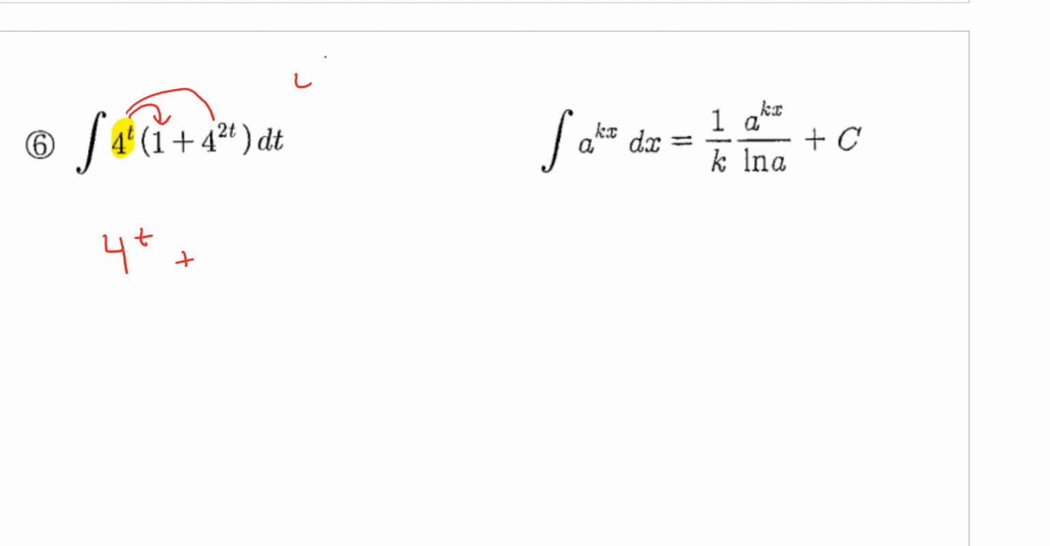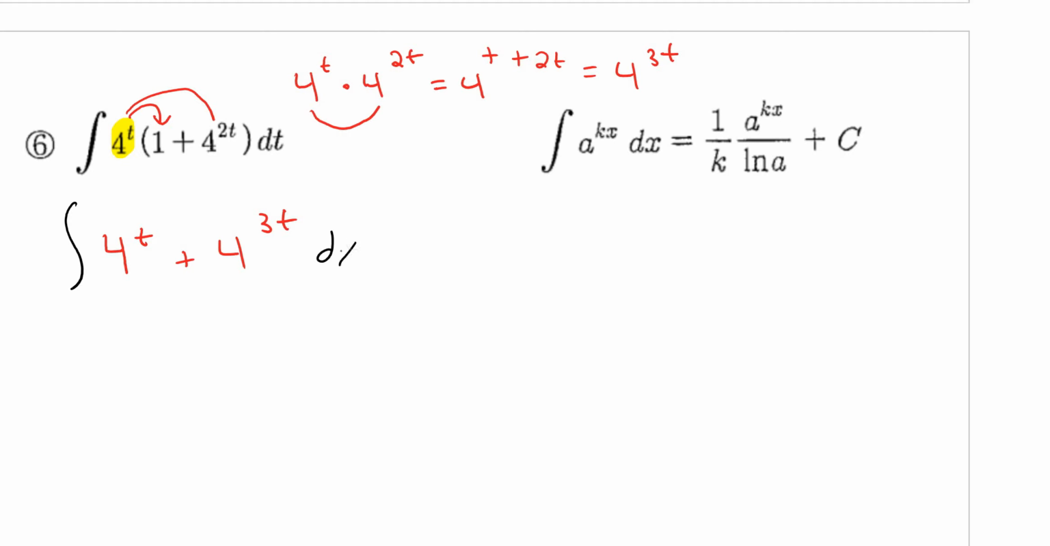Now if I multiply 4^t and 4 to the power 2t, since the bases are the same, you just add the powers. So t plus 2t is going to be 3t. So this is 4 to the power of 3t. So plus 4 to the power of 3t, and then I have my integral signs there, and then I can just follow the rules to finish off the problem here.